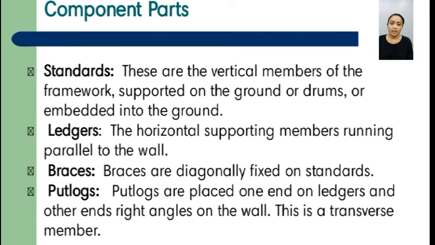Next is putlugs. Putlugs are placed with one end on ledgers and the other end at right angles on the wall. This is a transverse member. Because putlug scaffolding uses a wall for support, the scaffold structure is more rigid, so that it can stand stable even in poor weather conditions such as wind.